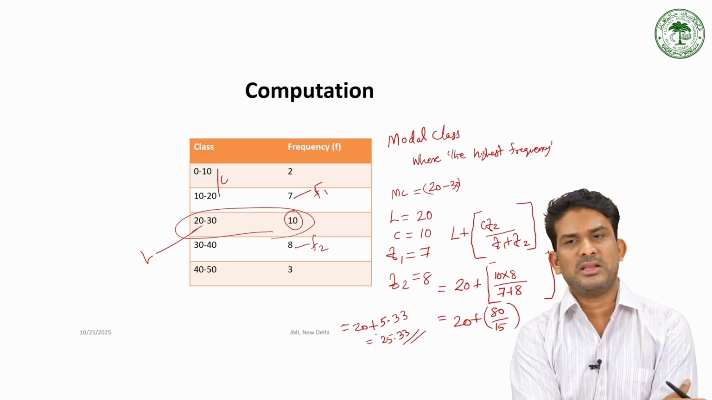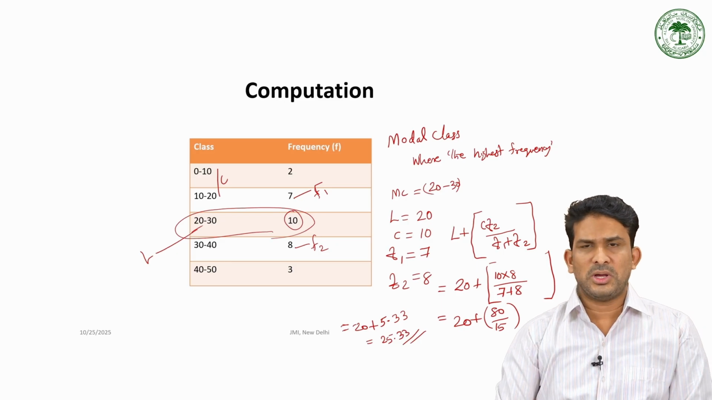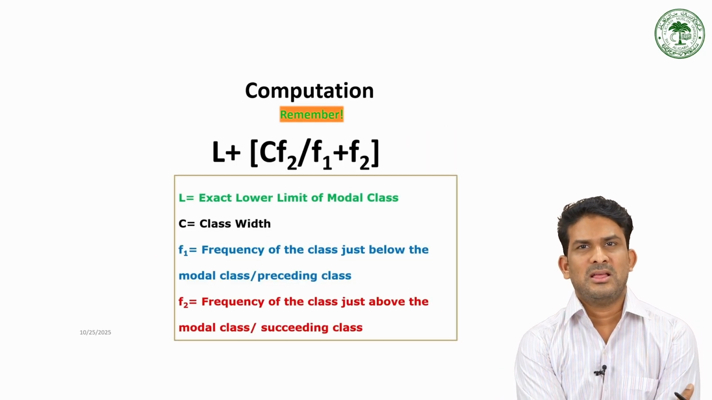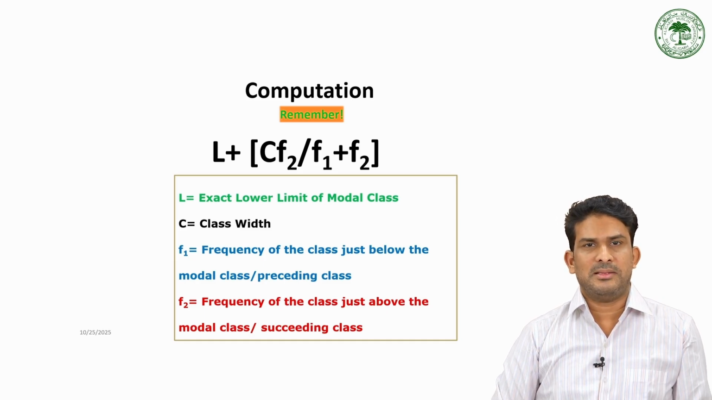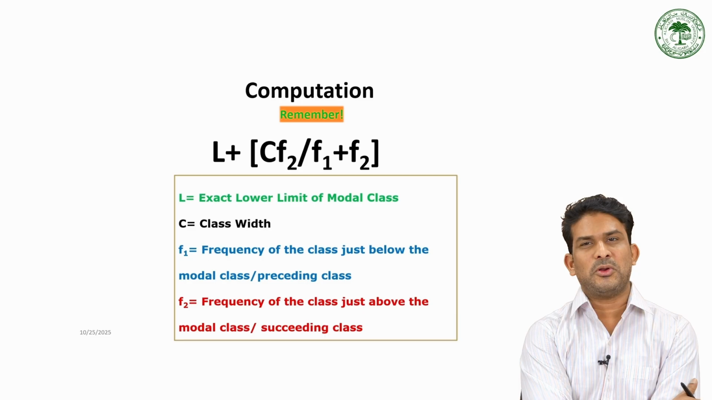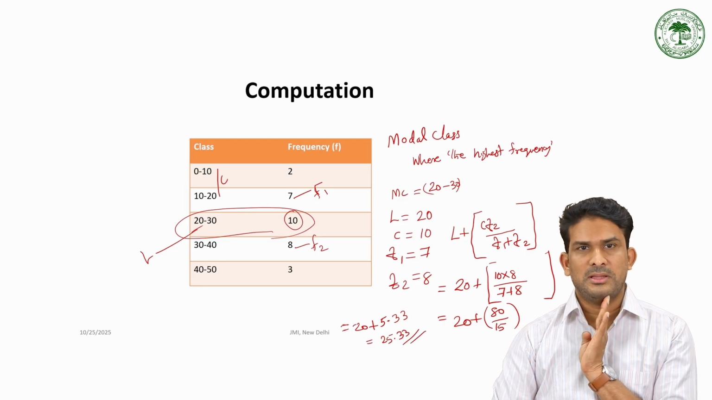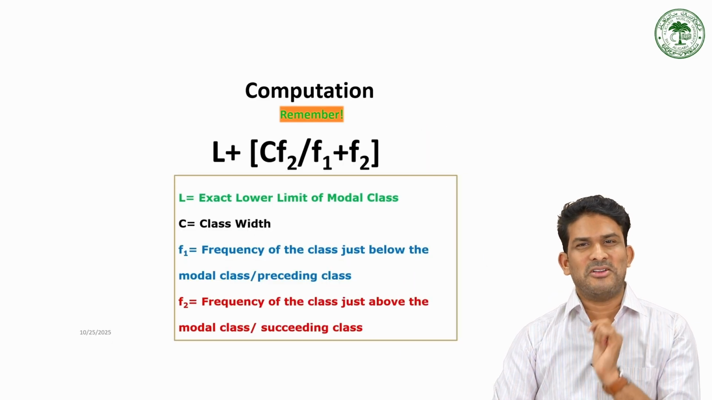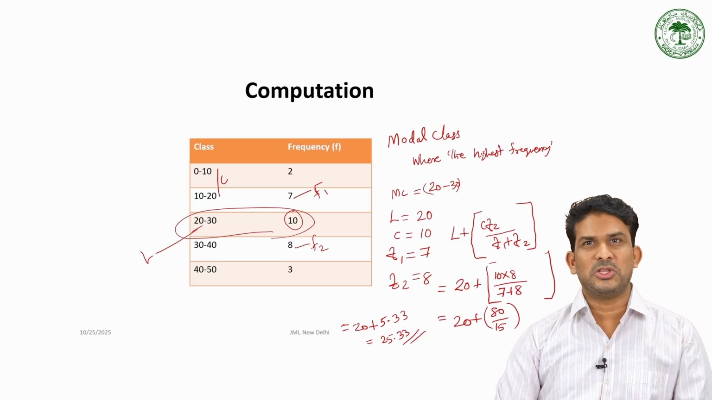Do it. If you have any confusions, you can ask in the discussion forum of the MOOC. Is it clear? Very simple. Once you are clear about this, when you get a formula, identify and fix everything very clearly. L is the exact lower limit of the modal class. Yes, I know that. C is the class width. How to go for class width? Yes, I know class width. Got it? Next is F1, frequency of the class just below the modal class. Yes, I know that.